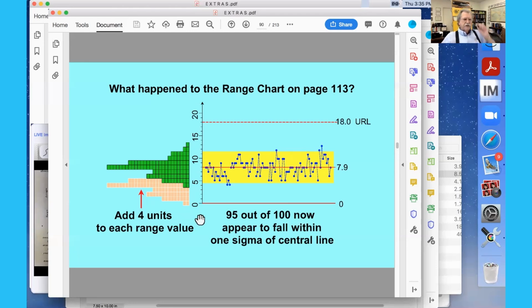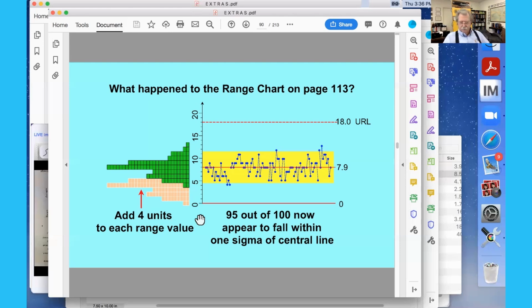You see, in this case, cavity 1 and cavity 3 were really different. And most of the time, that difference was around 4 units. And so most of the ranges have been inflated by 4 units. And we have this hugging the central line phenomenon. Stratification, which is improper subgrouping, where unlike things are subgrouped together, can create this phenomenon.